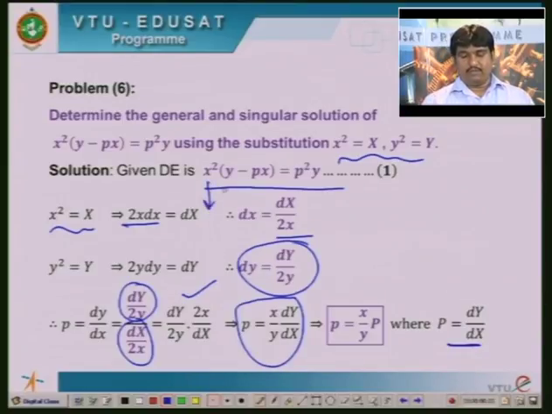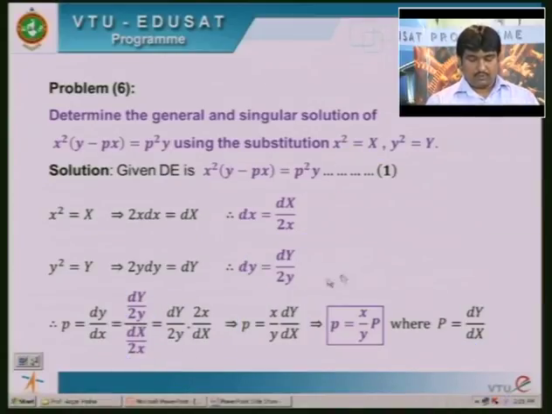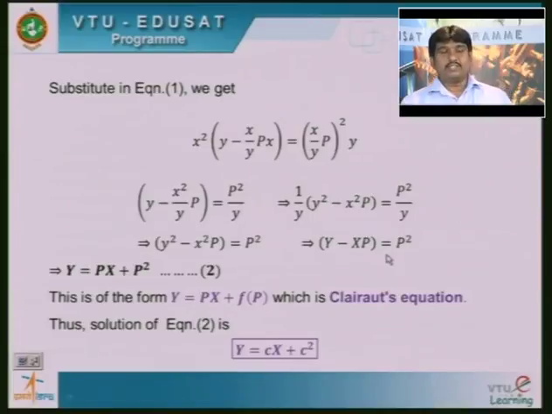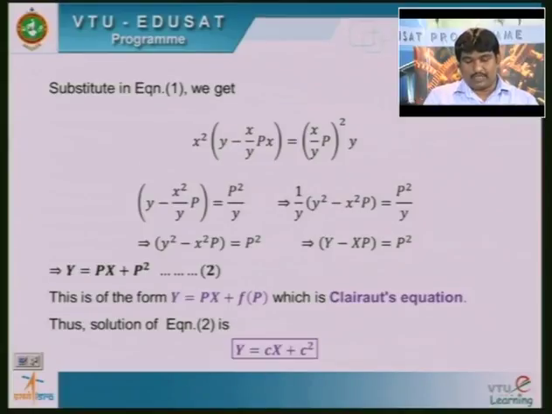This x square becomes capital X, and we have to simplify this y. If you want, you can keep small y as it is, and we can substitute for small p in terms of small x and small y, and we can get rid of all these things in the next stage. So I will keep small y as it is. You can see it's x square y minus x by y capital P into x equals to x by y into P the whole square into small y.